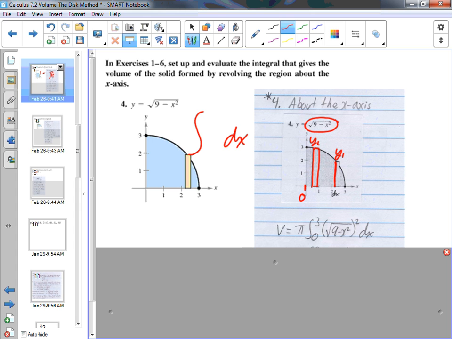Well, x equals 0 is one boundary. X equals 3 is the other boundary. So the integral from 0 to 3 of the radius squared, the radius is y. But I can't put the letter y, so I put what y equals. So the square root of 9 minus x squared, that's the radius squared, times the height of the cylinder. And the height of the cylinder is always dx or dy. In this case, dx. So that's pi r squared h. Make sense?